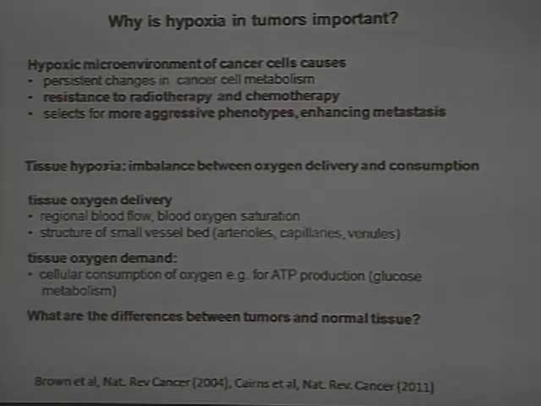Tissue hypoxia is, of course, an imbalance between oxygen delivery and oxygen consumption, and I'm not going into the oxygen consumption, but focus on oxygen delivery, that is on regional blood flow, blood oxygen saturation, and the structure of the small vessel bed where the oxygen exchanges or diffuses from the blood, from the red blood cells into the tissue.